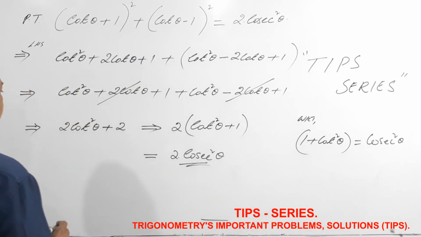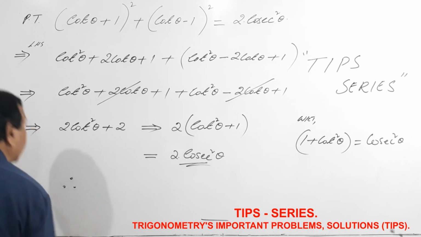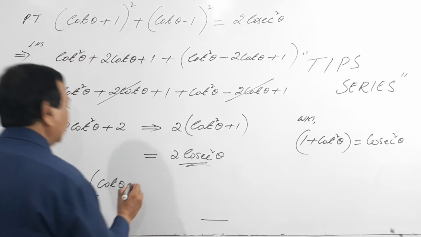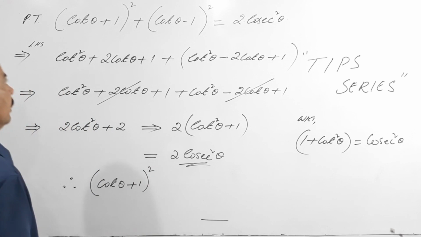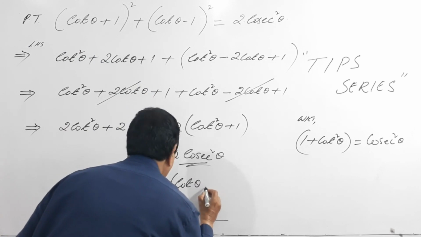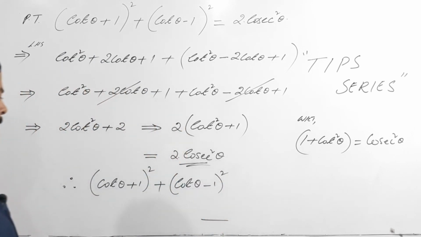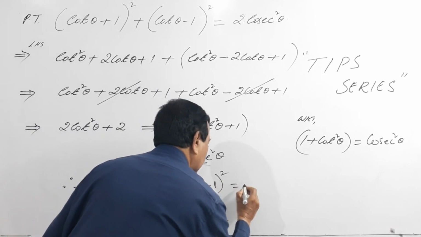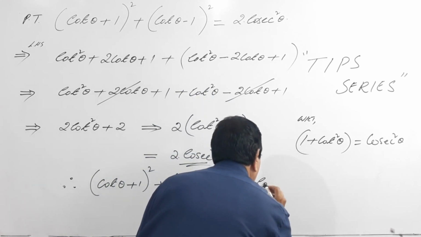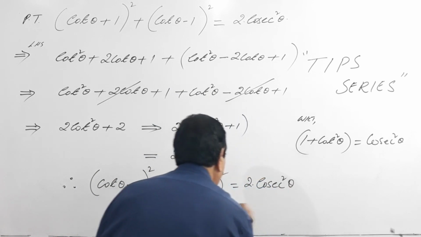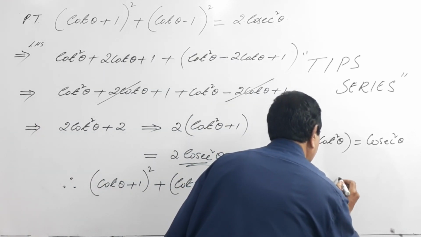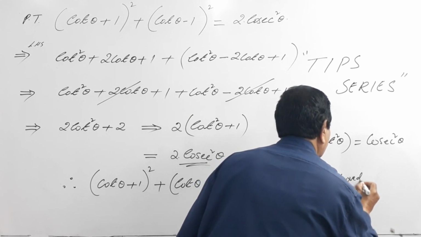So therefore, cot theta plus 1 the whole square, this is cot theta minus 1 the whole square, equals 2 cosecant square theta. Hence proved.